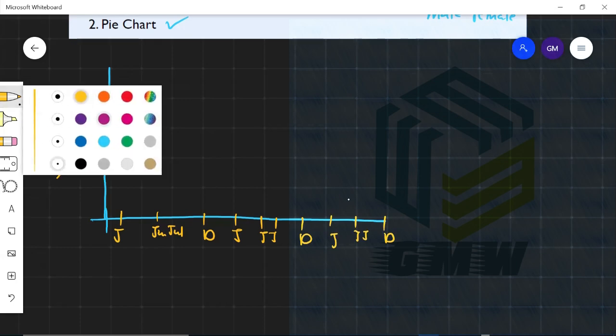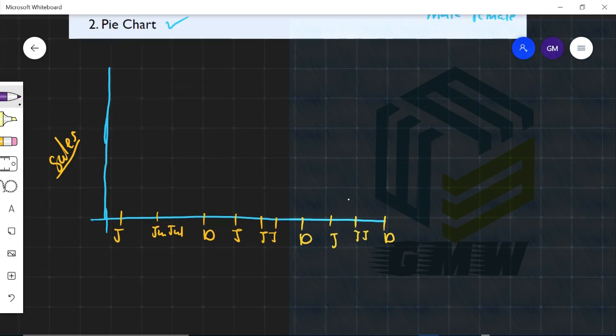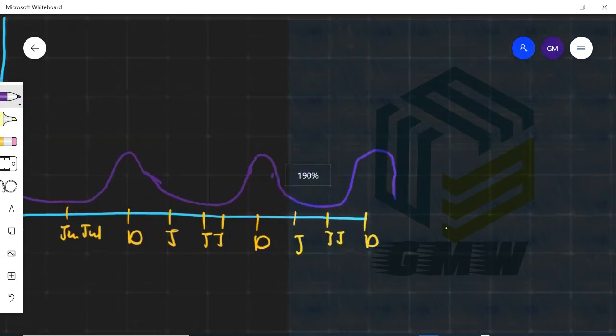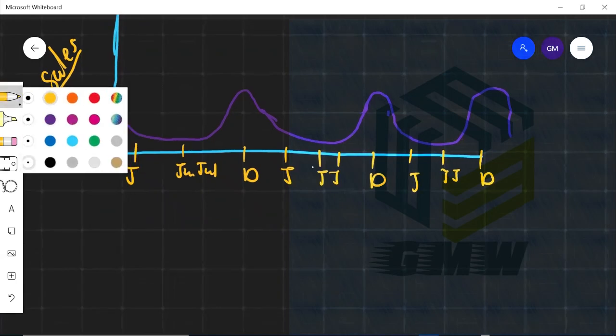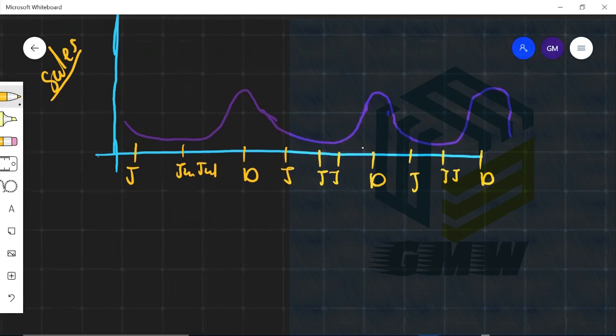Someone is interested to see throughout the year what the behavior of my sales is. You find January, June, then November, December. Then we come back to January, June, July, then December. You see that there's a pattern here: every December, somewhere around December, there's an increase.